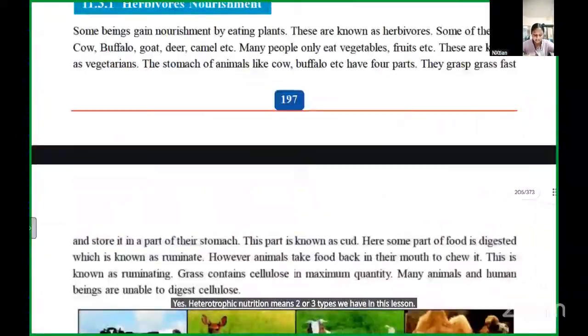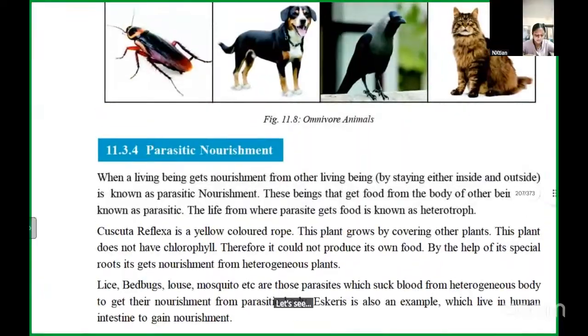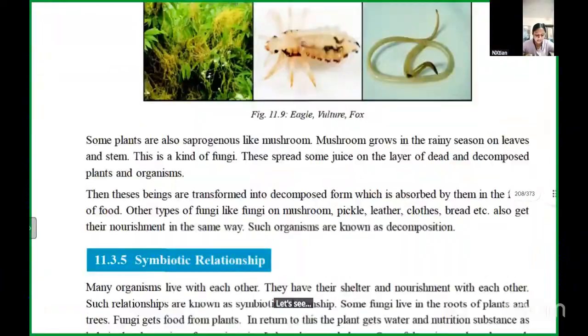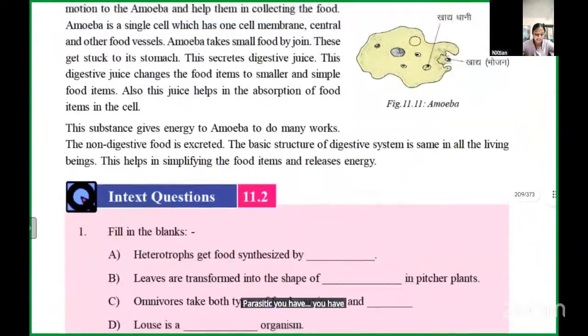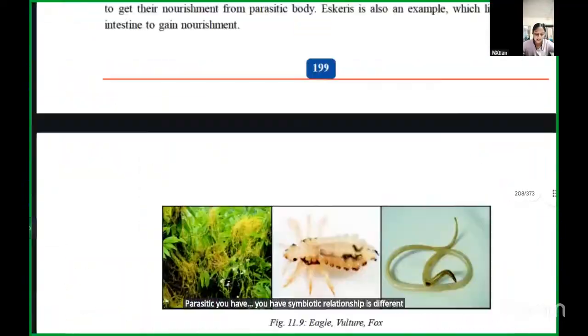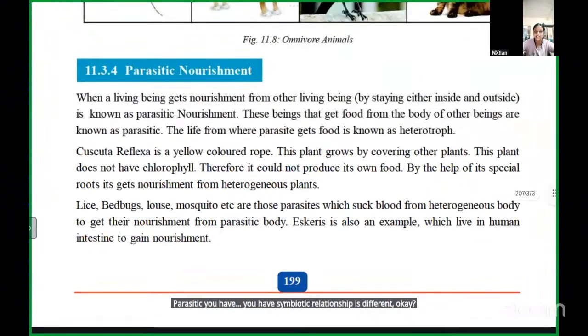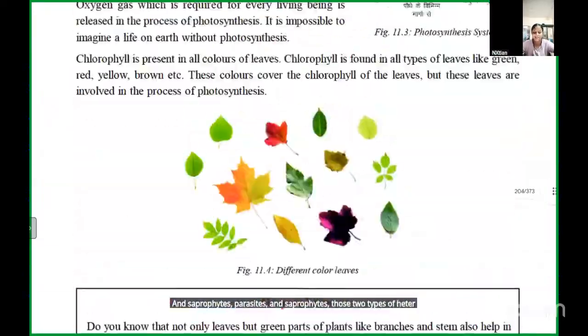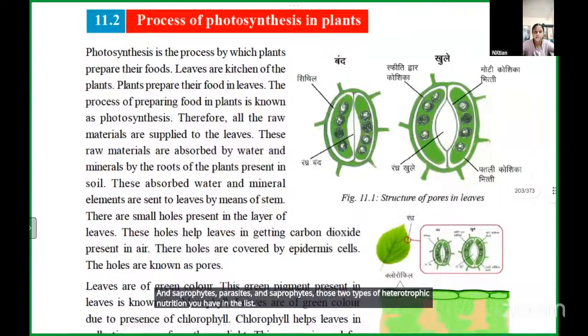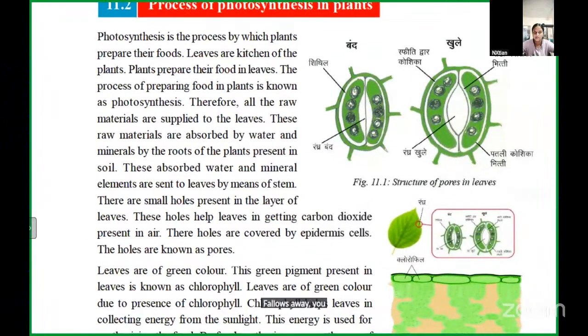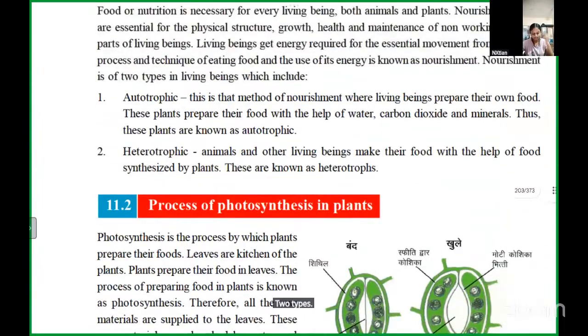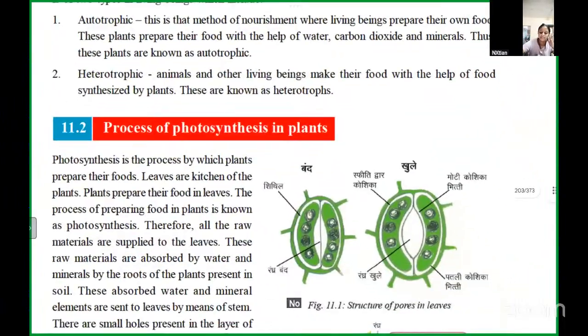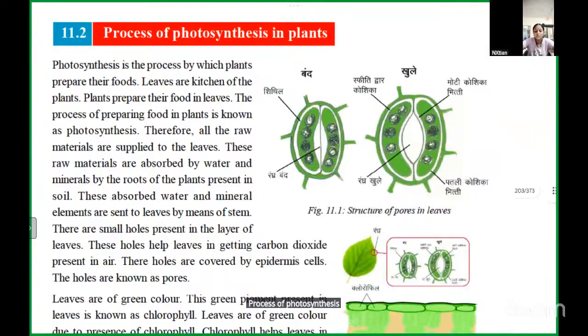Let's see. Parasitic you have. Symbiotic relationship is different. And saprophytes, parasites and saprophyte. Those two types of heterotrophic nutrition you have in the list. Holozoic you don't have, all right? Two types.